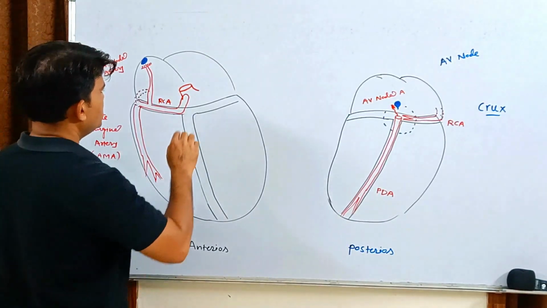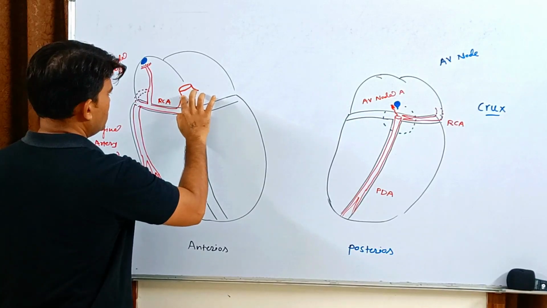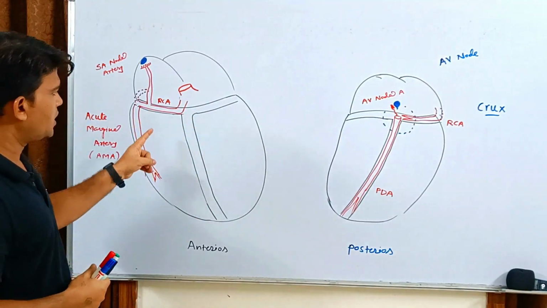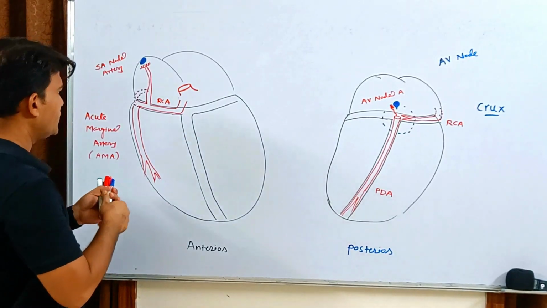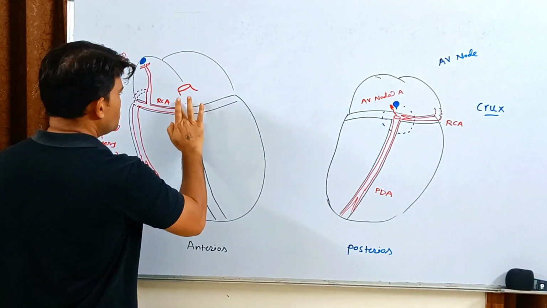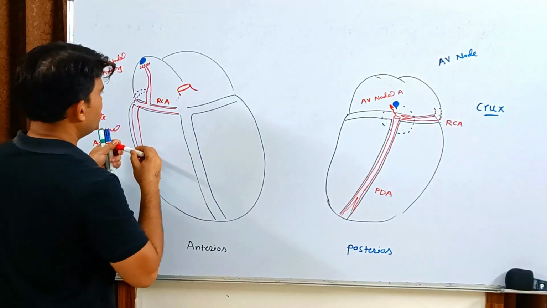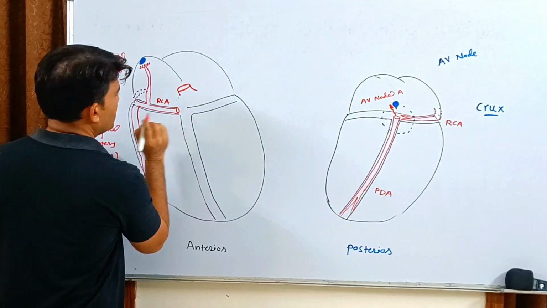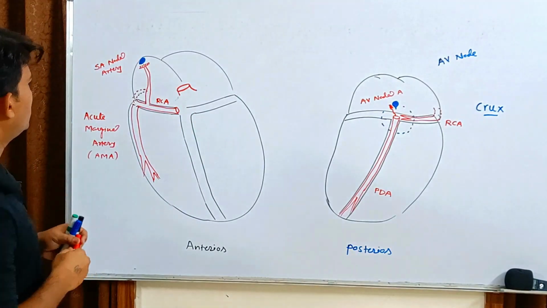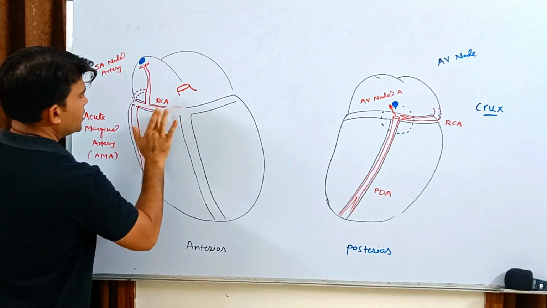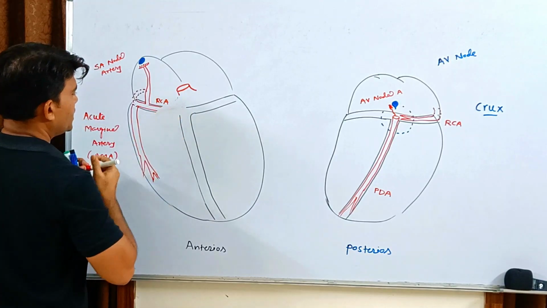Okay. So right now, should I draw another diagram, or should I build on this diagram? Is it okay? Okay. So I am now using this diagram. This is our RCA, right? Keep this. This is our RCA, right?